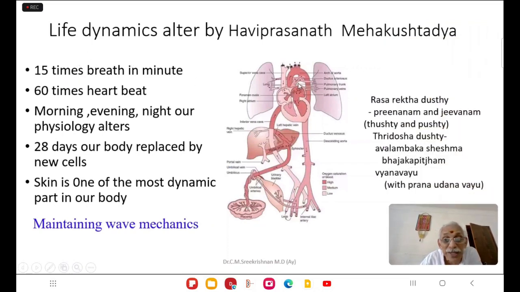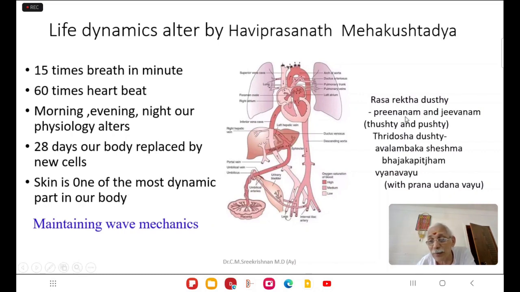dynamism, 15 breaths a minute, 60 heartbeats, morning, evening, night, our physiology alters. In 28 days, our body is replaced by new cells. Skin is one of the most dynamic parts of the body. The homeostasis mechanism of the skin should be maintained properly. Only then will healthy and disease-free skin be achieved. So when this is altered, how is it altered? Because here, it is like Rakta Dushti.